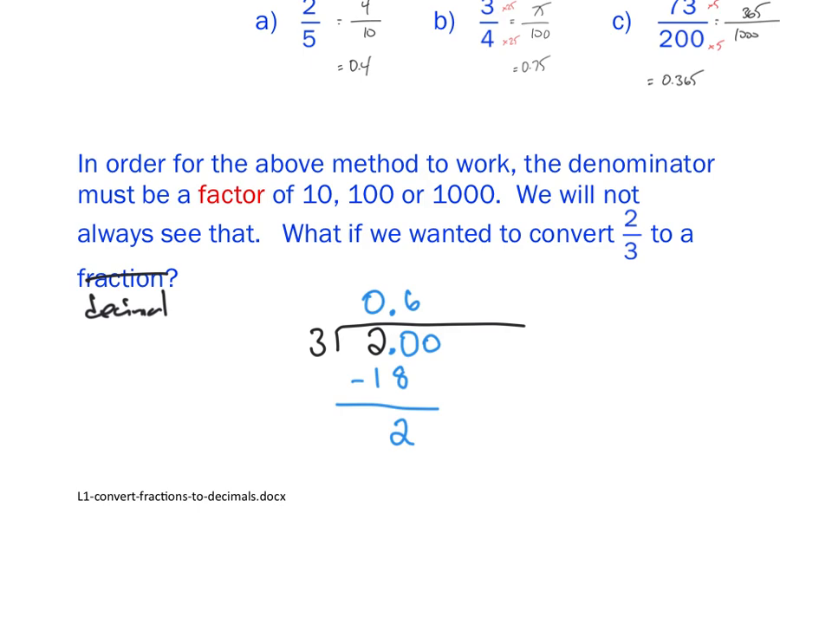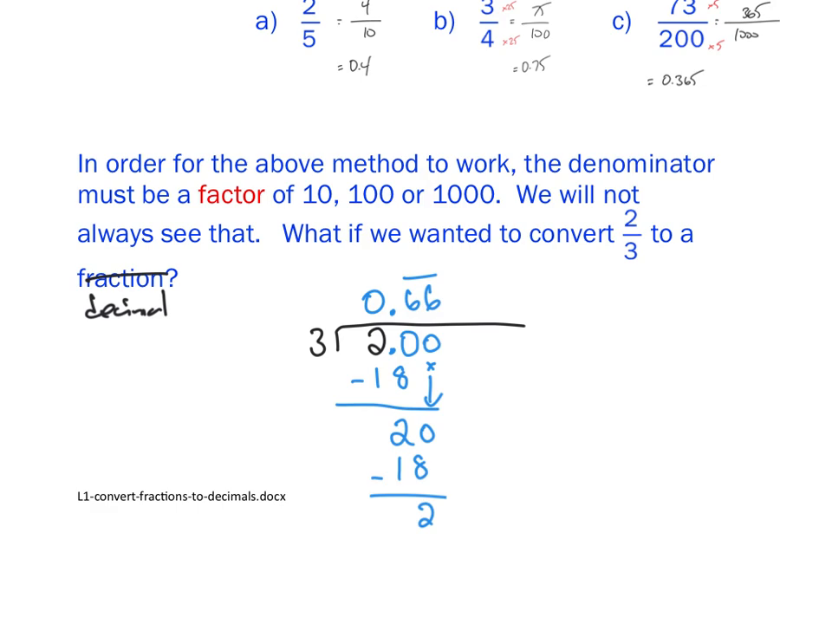Make another 0 and carry it down. How many 3s go into 20? 6. 6 times 3 is 18. 20 minus 18 is 2. So that should be a repeating 6. There you go. It's going to be a repeating number. It's going to be 0.666666666, which we can express by just putting a bar over top.